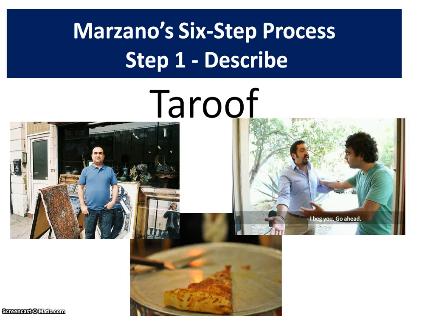So let's have an example of this. Marzano's six steps, let's go through Step 1 of describe. Here's a Persian word called taruf. Now, the pictures below describe the examples of taruf.